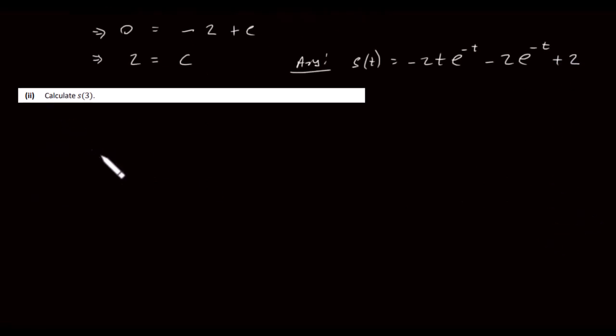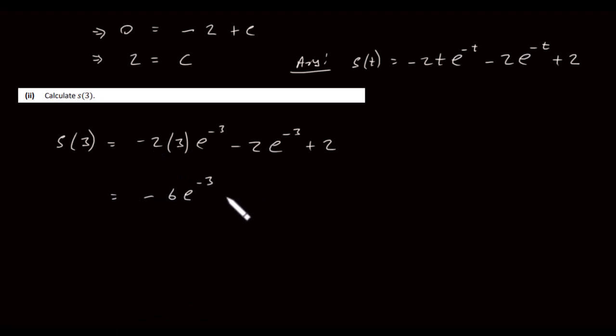In part 2, we've got to work out S of 3. So in other words, we just put 3 in here. So it's minus 2 times 3 e to the power of minus 3, minus 2 e to the power of minus 3, plus 2. Let's work through that. We've got minus 6 e to the power of minus 3, minus 2 e to the power of minus 3, plus 2. That will give me minus 8 e to the power of minus 3, so it's 2 minus 8 e to the power of minus 3. And that's really your answer.